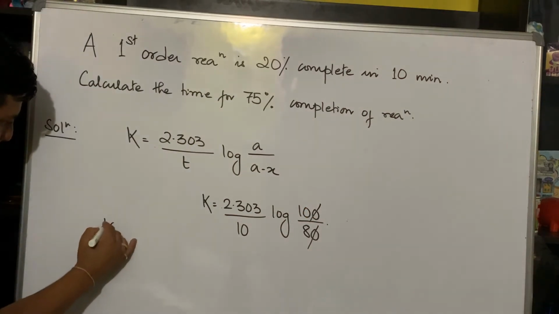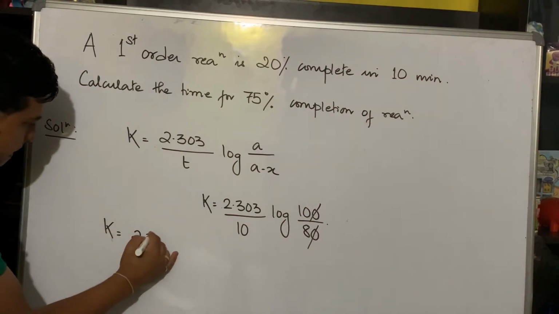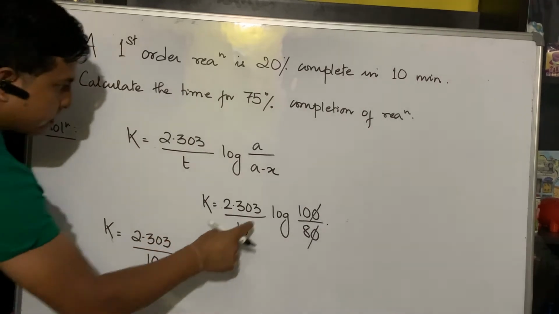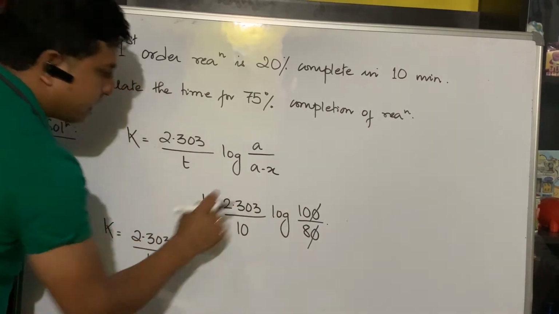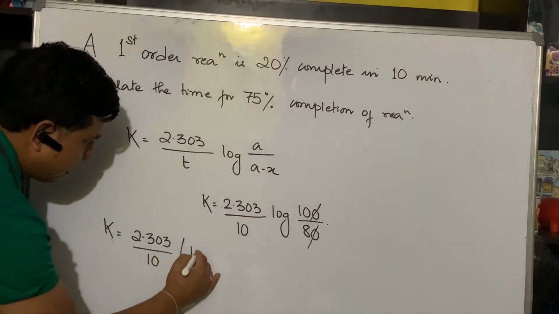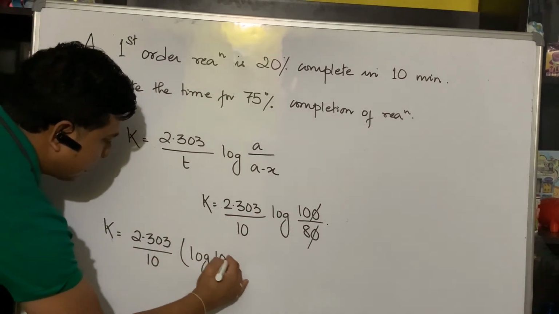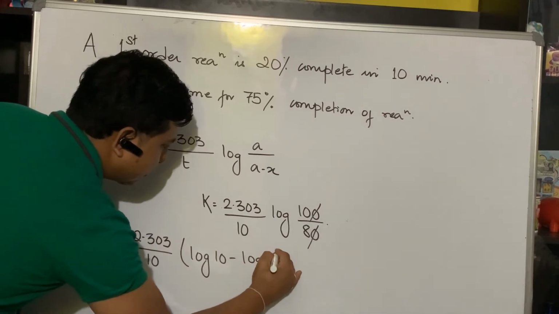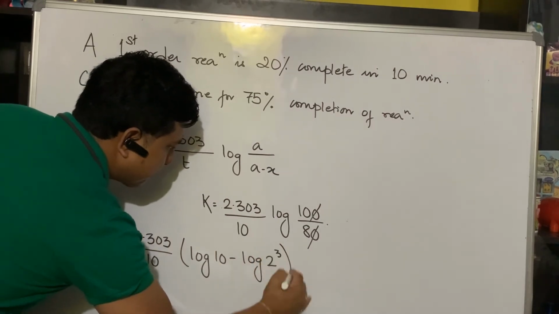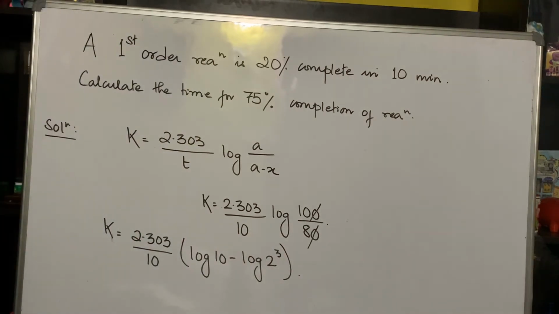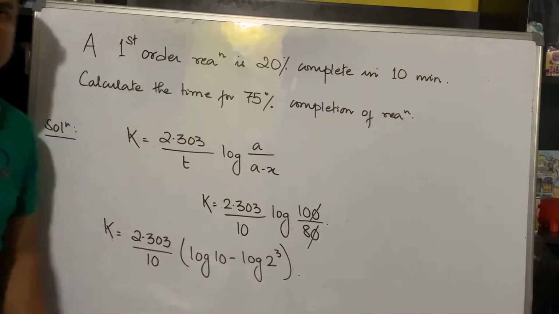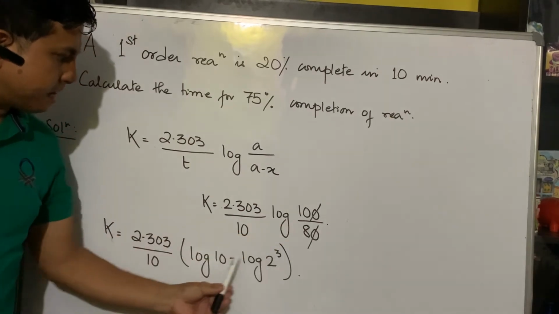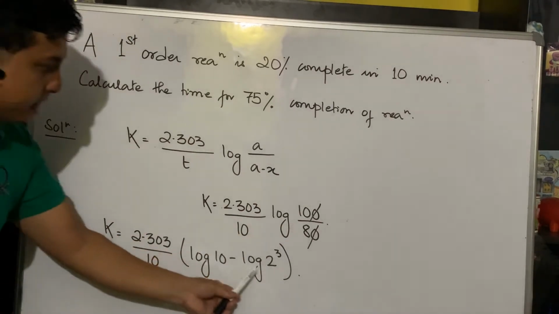So k will be equal to 2.303 by 10. So log 10 by 8 means log 10 minus log 8. Log 8 I can write down as 2 to the power 3. 8 is 2 to the power 3. Okay, so what is the formula I'm putting? Log a by b is log a minus log b.